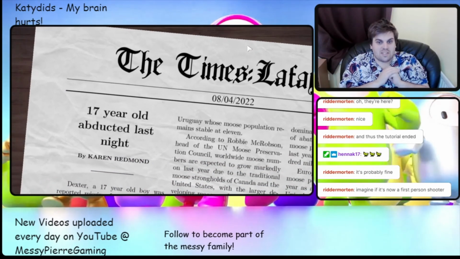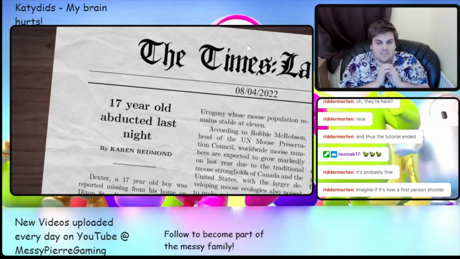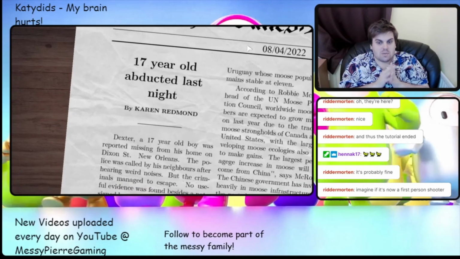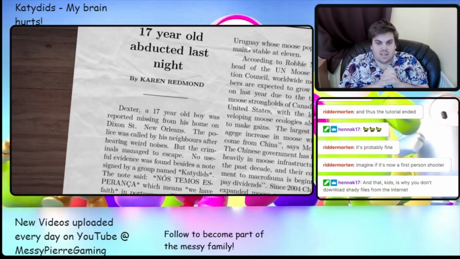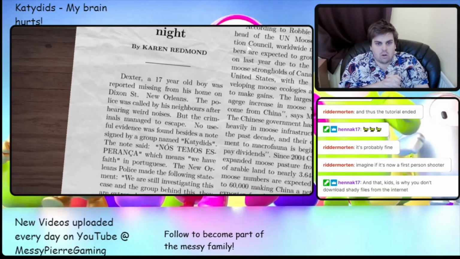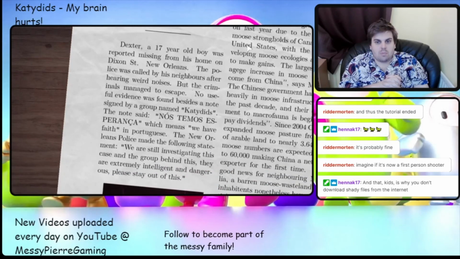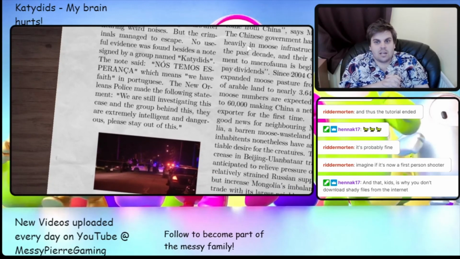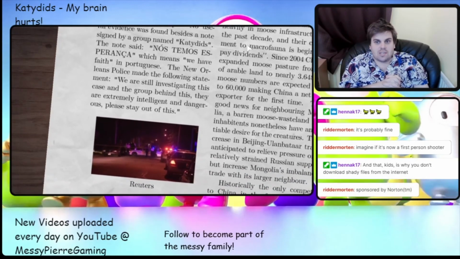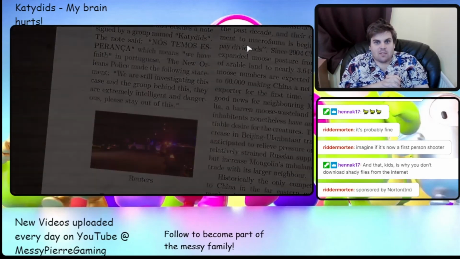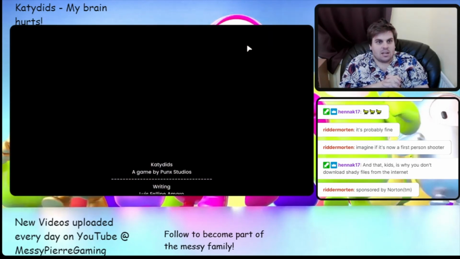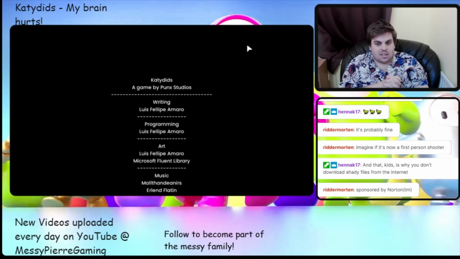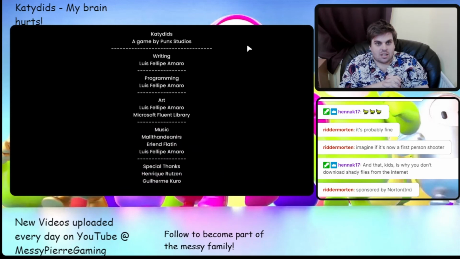A 17-year-old abducted last night. Dexter, a 17-year-old boy, was reported missing from his home on Dixon Street, New Orleans. Police were called by his neighbors after hearing weird noises, but the criminals managed to escape. No useful evidence was found beside a note signed by a group named Katydids. The note says, Nos temos esperanza, which means we have faith in Portuguese. The New Orleans police made the following statements. We are still investigating this case and the group behind us. They are extremely intelligent and dangerous. Please stay out of this.